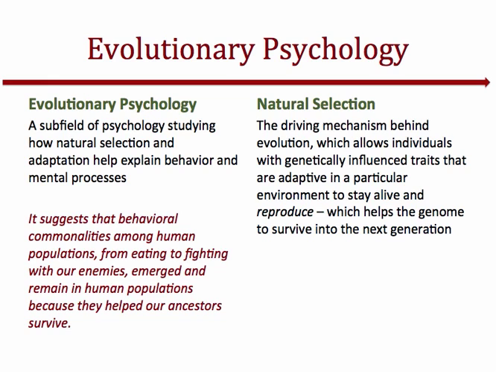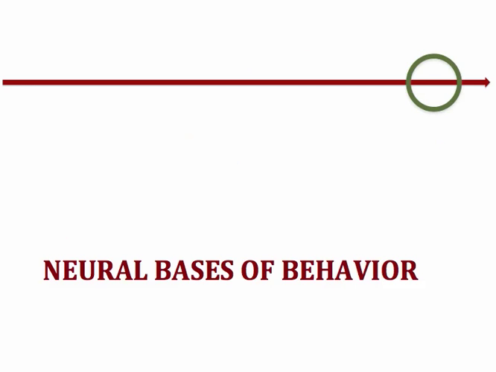So, when we think about the genetic influences on behavior, we need to keep in mind what adaptive value these genes and the resulting behaviors may have had. And so evolutionary psychologists are the ones that study the way that those mechanisms influence behavior. Okay, so now we're going to look a little bit at the neural bases of behavior.